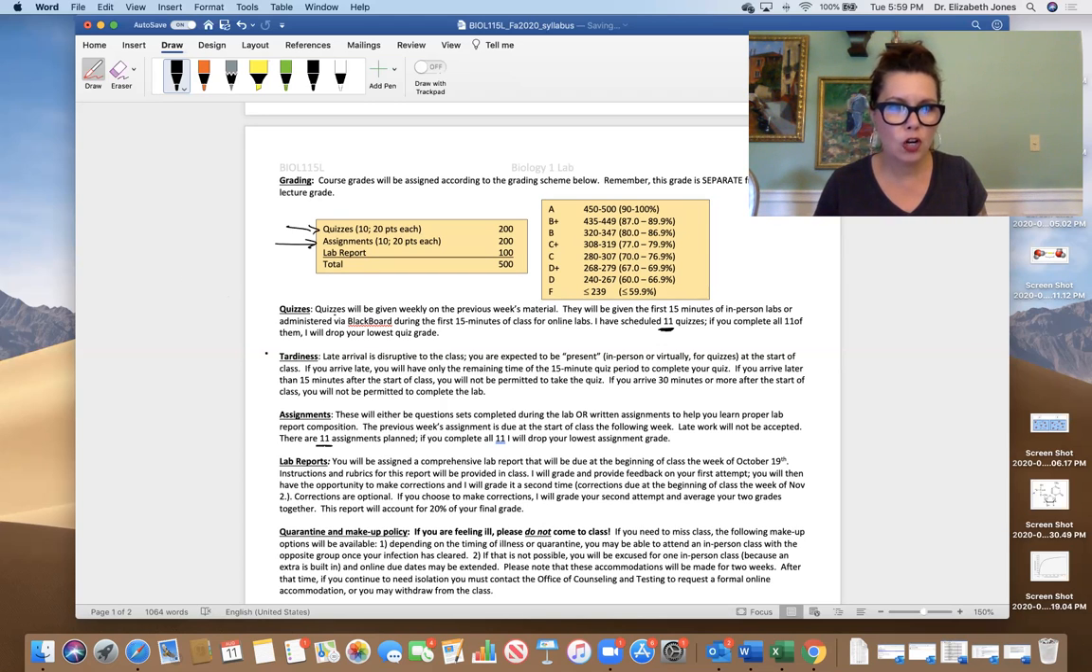Now let's talk about tardiness. If you're online and you're not in person, you still need to be on time virtually to take your quiz because the quiz is going to be active for the first 15 minutes of a laboratory period. So if you log on to Blackboard after the first 15 minutes of your lab period, you will not have access to the quiz and you will forfeit your right to take the quiz. So please be sure that you're coming on time to lab so that you can get these quizzes done, okay?